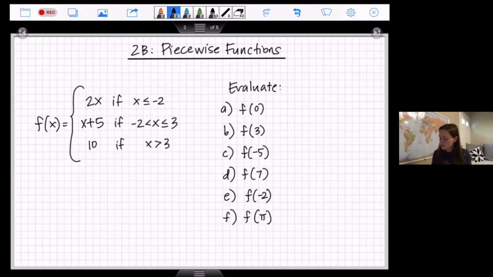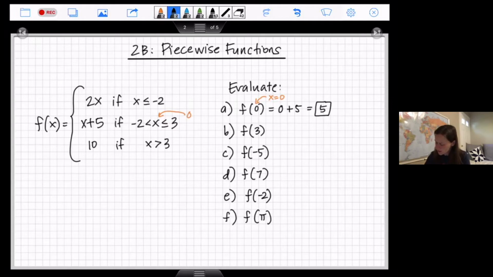Okay, so x equals 0. Look at those inequalities on the right-hand side of the function. 0 falls in between -2 and +3. So that means that you're going to use that middle function, x plus 5. So we're going to do 0 plus 5 and get 5. Okay, so your first step is to figure out which formula am I using, and then you plug in.